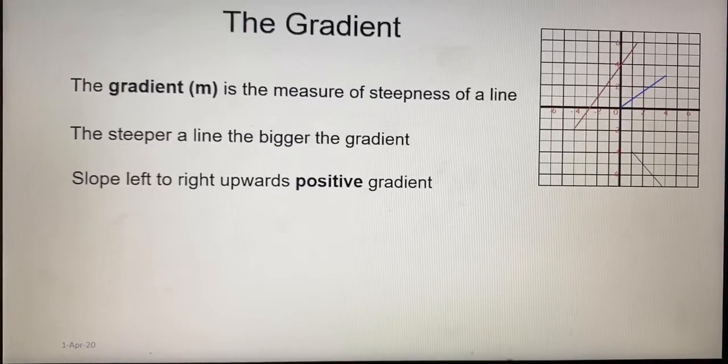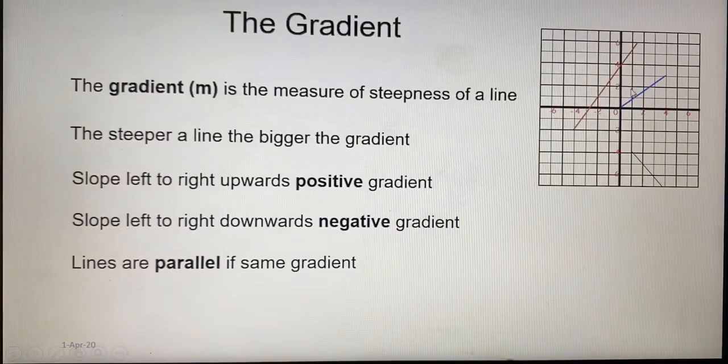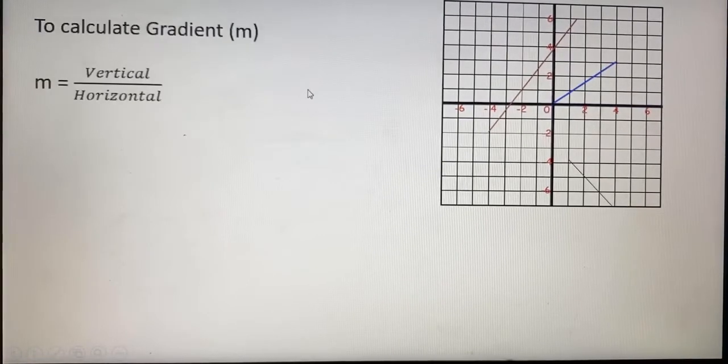When a line slopes upwards from left to right, we say that it will have a positive gradient, a positive value, and when it's sloping downwards from left to right, it'll have a negative gradient. Parallel lines are sloping in the same direction, so they have the exact same value of the gradient. So what we need to do is think about how we work out the value of the gradient.